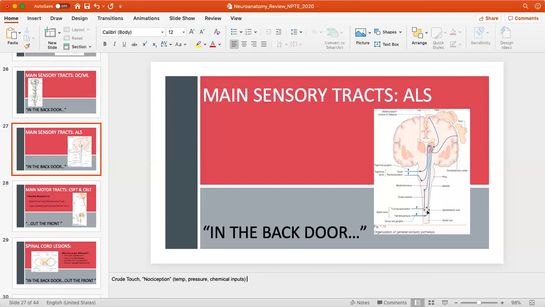And then that axon is going to synapse at the level of entry, and then it's going to travel up to the thalamus again, where we pick up the third neuron in the chain, which is going to send sensory information to the cortex, depending on which area it's coming from. And you see this sensory homunculus. So that's the representation of body areas based on cortical real estate.